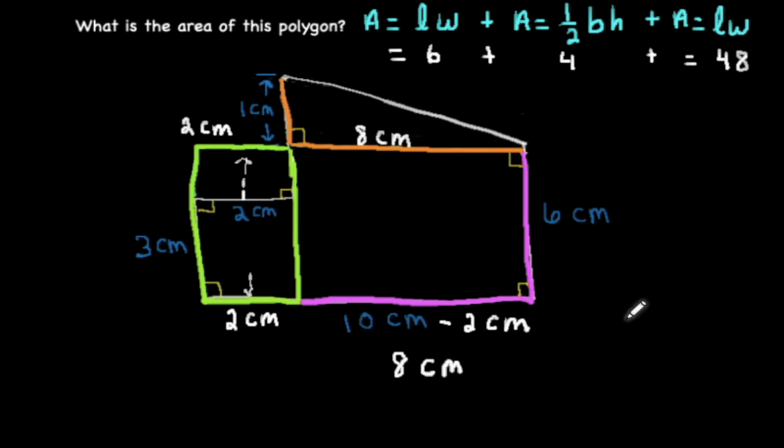All right, so let's go ahead and calculate that. So we have 6 plus 4 is 10, and then 10 plus 48 is equal to 58. So the units here are centimeters, so our answer here is 58 squared centimeters, or 58 centimeters squared. So that's the area of this polygon. Okay, so let's go ahead and move on to another problem here.